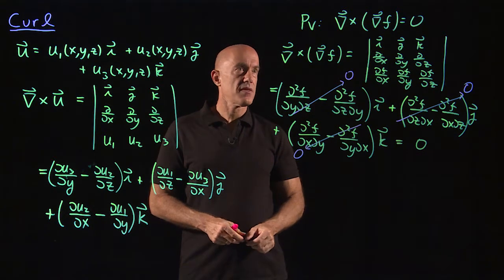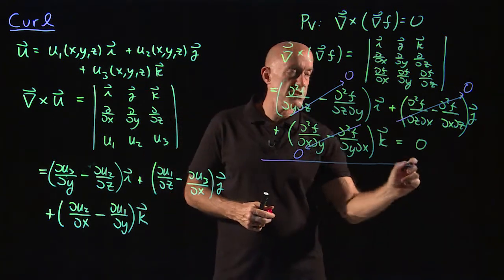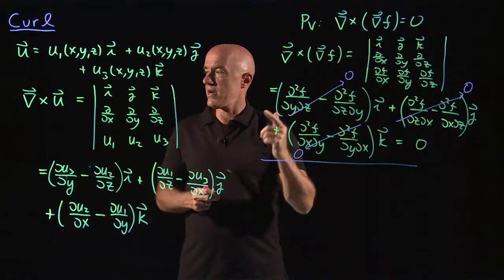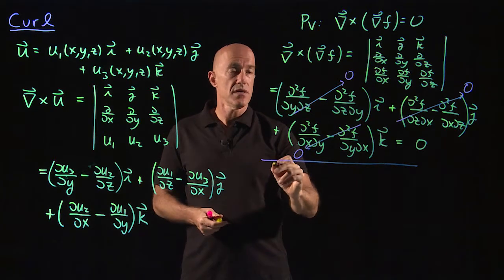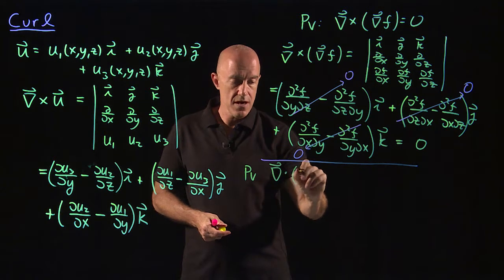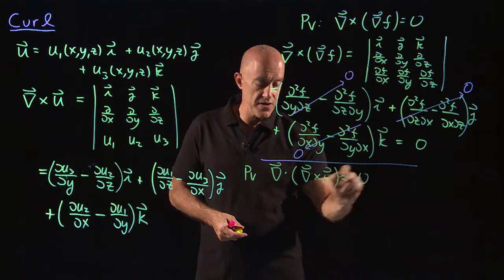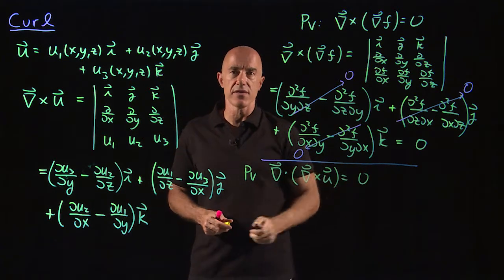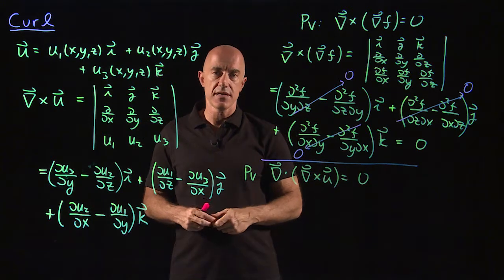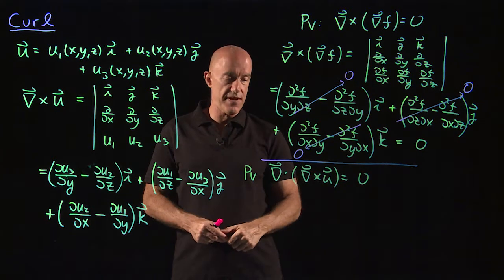Okay, the second one that is sometimes used, so this was the curl of a gradient is zero. The second one is the divergence of a curl. So prove the divergence of a curl equals zero. Okay, this zero here is a scalar. So the divergence of a vector field is a scalar, and this is the divergence of the curl of a vector field.